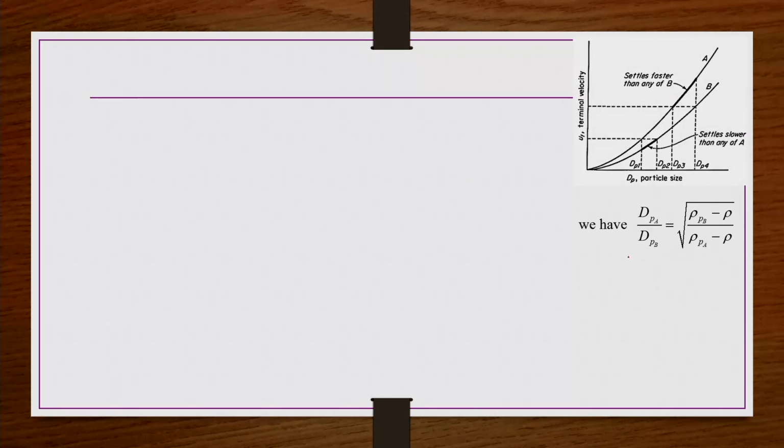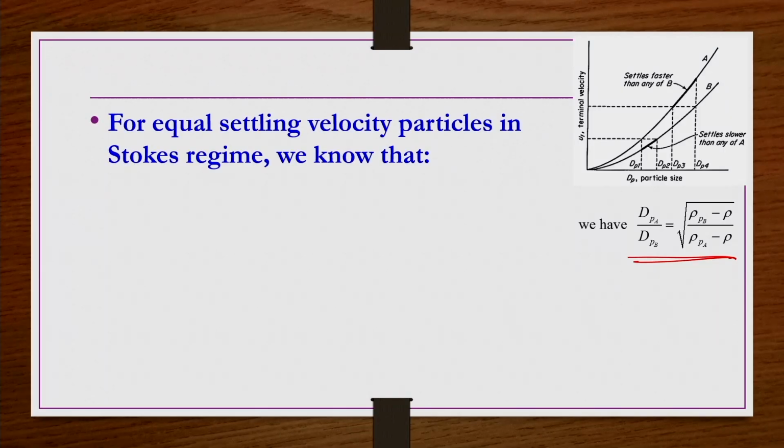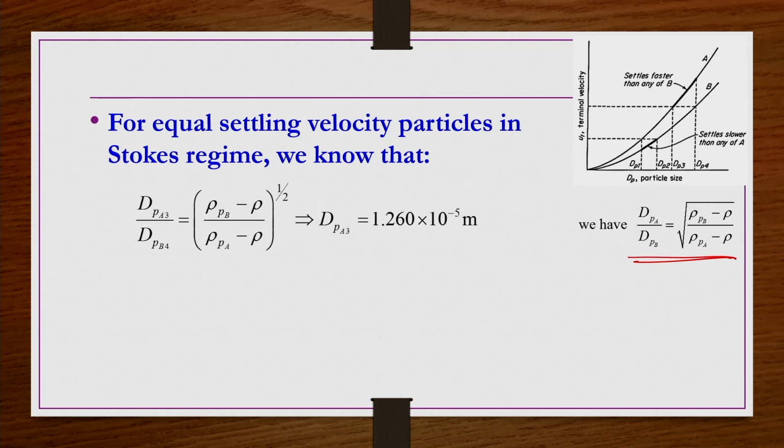So we have this equation for Stokes regime: dpa by dpb equals the square root of (rho pb minus rho) divided by (rho pa minus rho). This is for equal settling velocity particles in Stokes regime. Now, dpa3 divided by dpb4, and dpb4 is known; that is nothing but 2.5 × 10^-5. So from here you can find out dpa3.